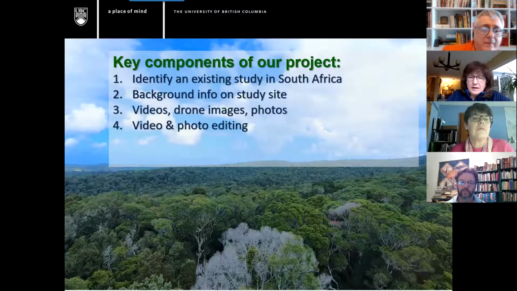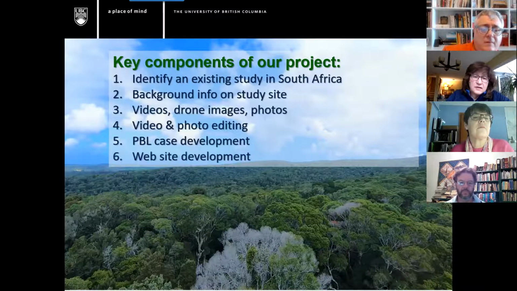Then editing of that material had to be done. Then the case that will fit between the course needed to be developed. And last but not least, we packaged all of this on the website. So the website needed to be developed in a meaningful way so that students can navigate that in an efficient way.